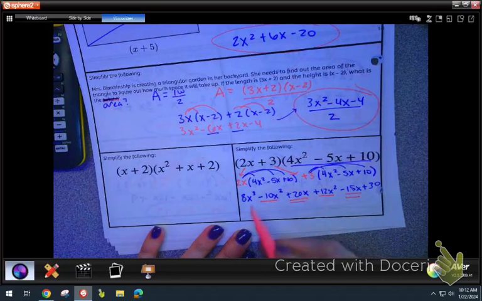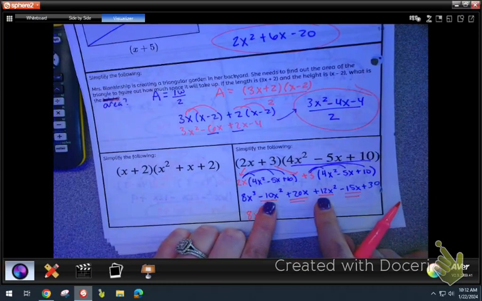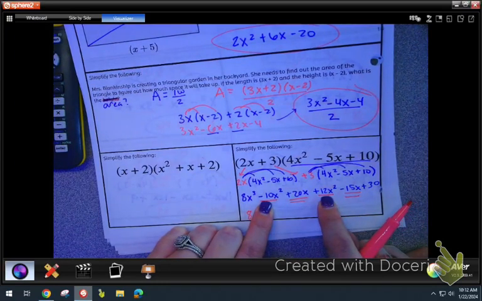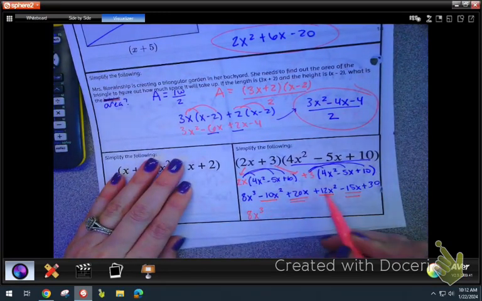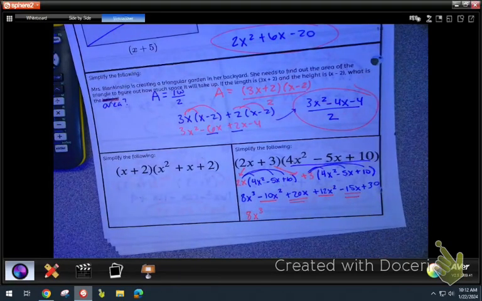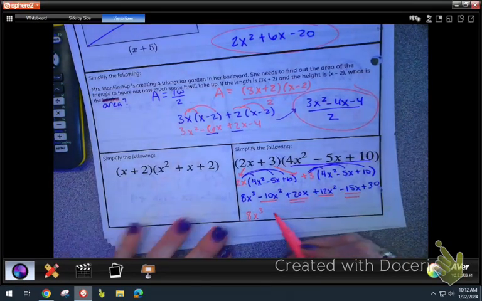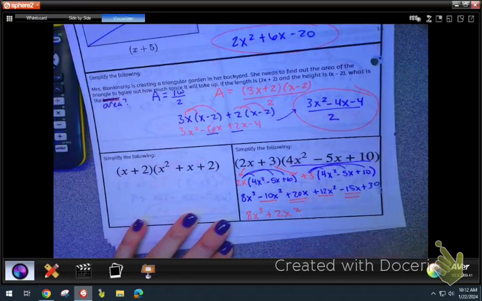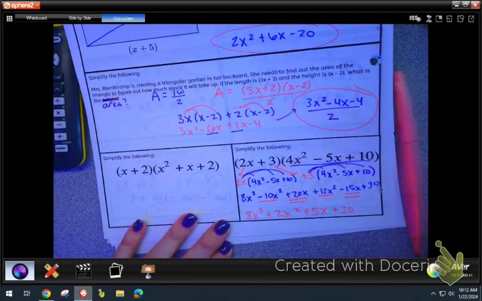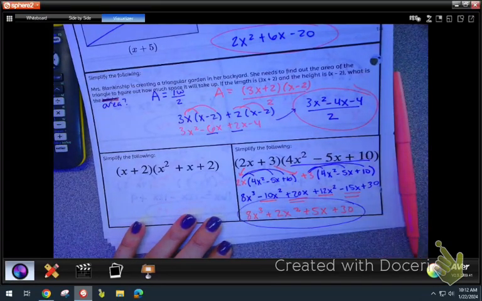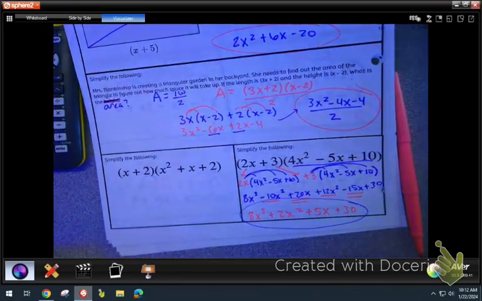So if I combine, there's nothing to combine with 8x to the third. So I leave that as is. Now my negative 10x squared and my 12x squared, I can combine those because they both have an x squared. Negative 10 plus 12 is? You get to use your calculator, guys. And then 20x minus 15x is? 5x plus 30. That's a lot. All right. Try the next one.